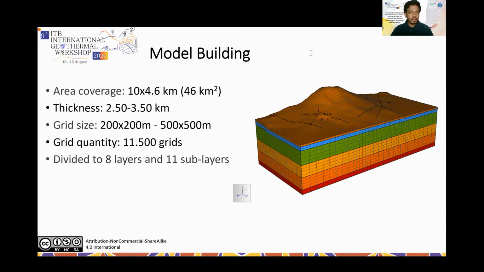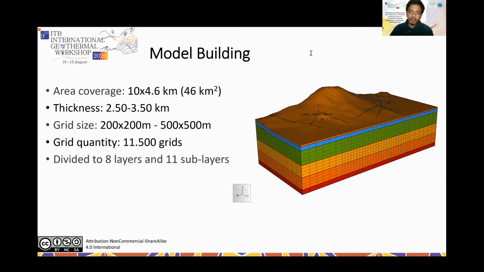It covers a total area of 10 kilometers times 4.6 kilometers, or equal to 46 square kilometers, and a total thickness of 2.50 to 3.37 kilometers. The horizontal dimension of grid blocks varies from the smallest 200 meters times 200 meters to the biggest 474 meters times 474 meters. The smallest grid size is set to accommodate more detailed calculation on the reservoir part.